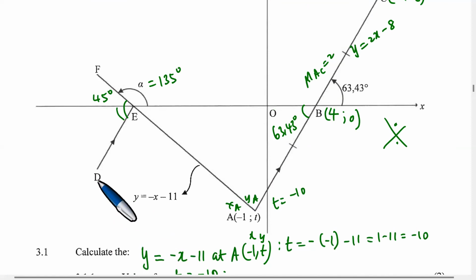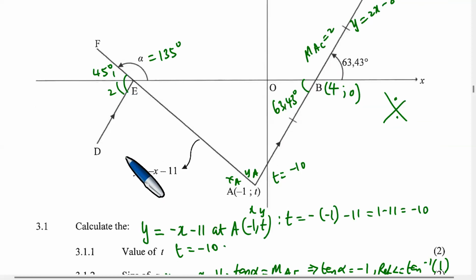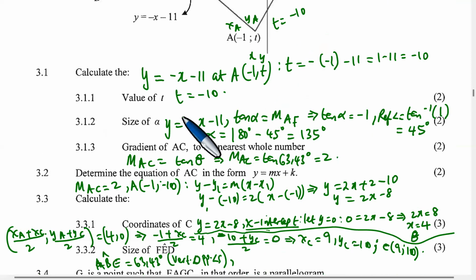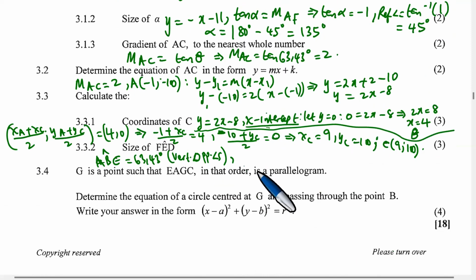Then we go on to say the following. We can call this one E1. We can call this one E2. Right, we need to find E2. So E1, E2. We can see clearly that angle E2 is equal to 63,43 degrees. Why? Because the angles in F are called corresponding angles. Why corresponding angles? Because you have the parallel lines.